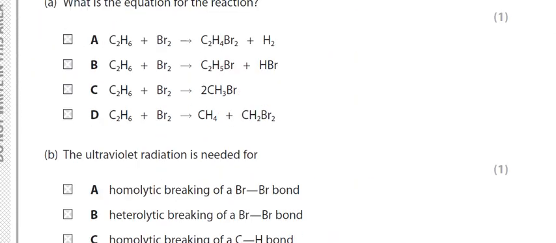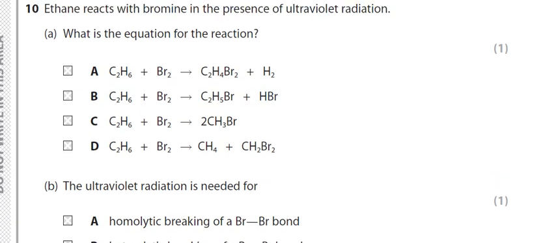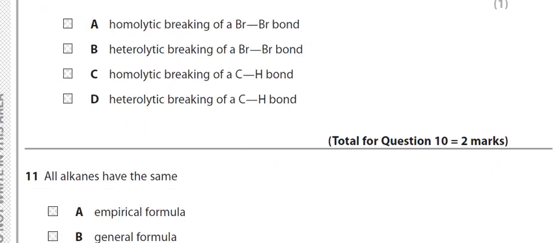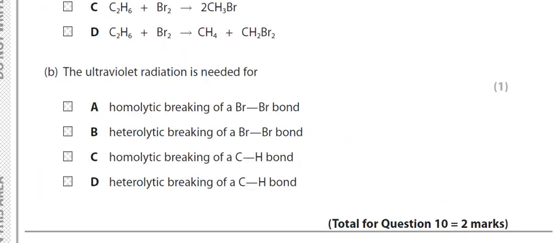Ethane reacts with bromine in the presence of ultraviolet radiation. This is a free radical substitution. Ethane is C2H6, and bromine is Br2. So you are just removing one of the hydrogens, adding a bromine, substituting, and there will be a hydrogen halide produced as a byproduct. That's a straightforward question. Let's quickly go through the straightforward ones, but I'd like to spend more time on the more advanced questions. Easy questions we'll just rapidly go through.